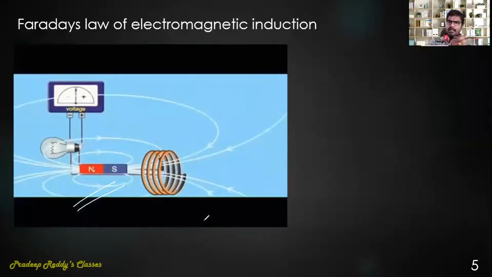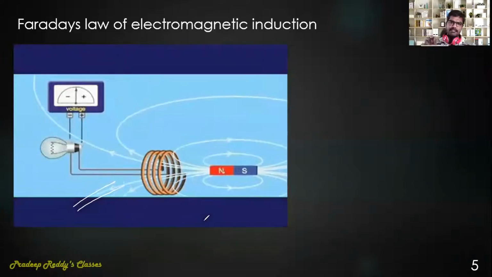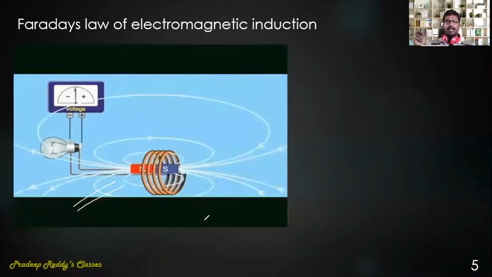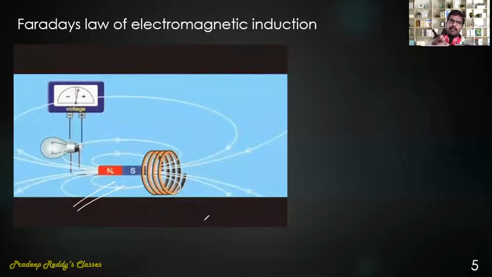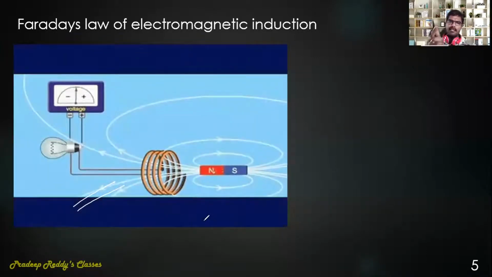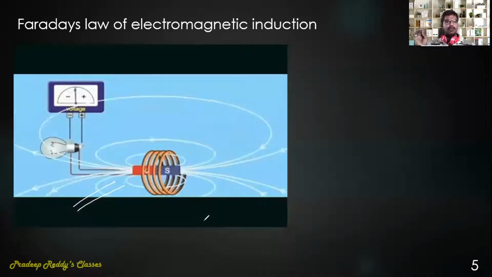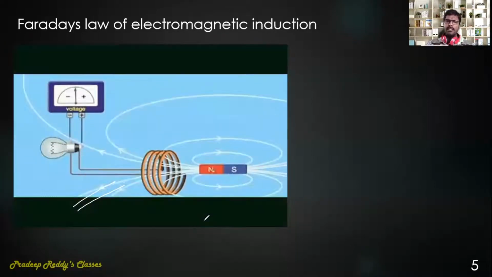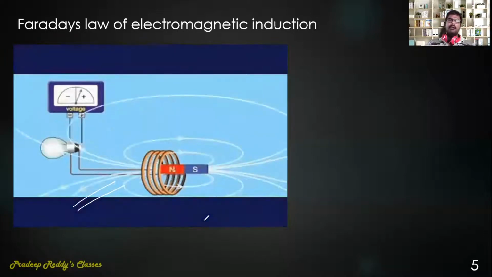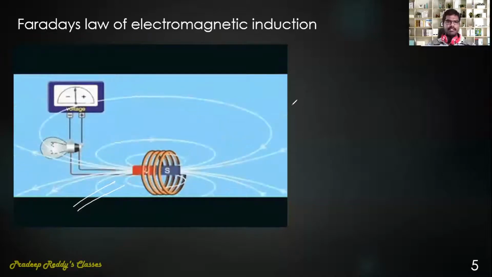Likewise, when the magnet is brought out from the coil, there is a flux change linked with that coil. As a result, the voltage is developed in the opposite direction. So the voltmeter reading is towards the left side. As a result, again the bulb glows. You can clearly see that in the animation. Now let us write down some mathematical equations concerned with this.